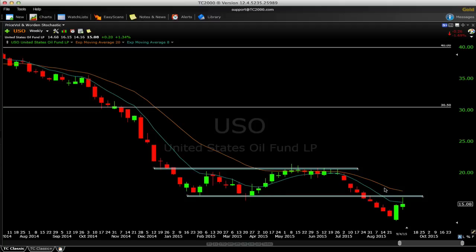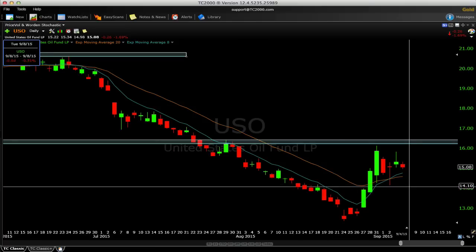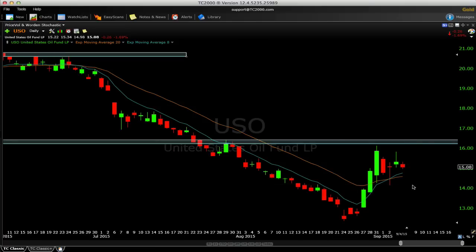If we see continuation lower heading into next week, I'll probably throw this away, but for now we're still hanging in there. Really want to see this $14 level hold, basically the lows from this past week. If they can hold on to those and start to work themselves higher, I like the potential there.